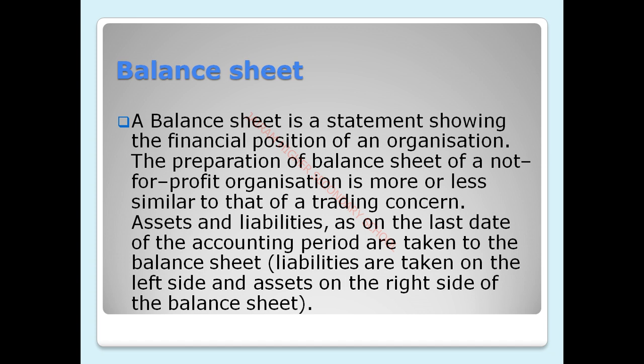The preparation of balance sheet of a not for profit organization is more or less similar to that of a trading concern. So same thing, there is no change here. Assets, liabilities, just one simple thing, we will show capital fund instead of capital. Assets and liabilities as on last date of accounting period are taken to the balance sheet. Liabilities are taken to the left side and assets are to the right side of balance sheet.